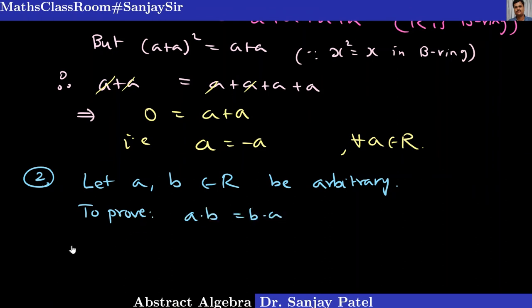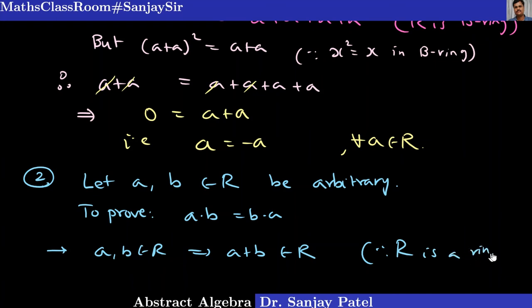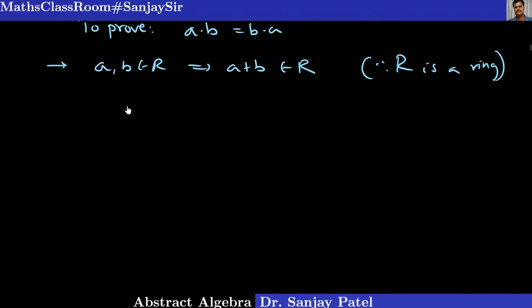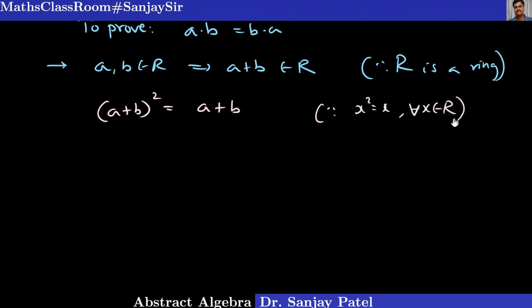And for proving this, I start like this. As a and b belong to R, I can say that a plus b also belongs to R, because R is a ring. So it is closed with respect to addition. Now, since a plus b is an element of the ring R, I can write x square is equal to x for every x belonging to R. Since R is a Boolean ring, by definition, (a plus b) square is equal to a plus b, because x square is equal to x is true for every x belonging to R.